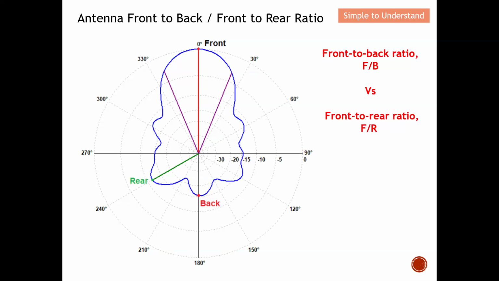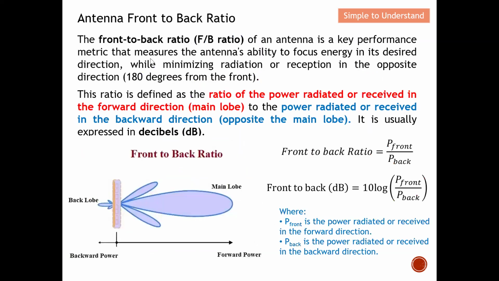As for front to rear ratio, the forward power is the same, but now you obtain the maximum power from the rear. As you can see from this diagram, let's say this part here is the maximum power from the rear. So again, the forward power versus this maximum power at the rear will let you obtain the front to rear ratio. I guess with this, you understand what I want to say. Like I mentioned earlier in this video, I will mainly concentrate on front to back ratio.